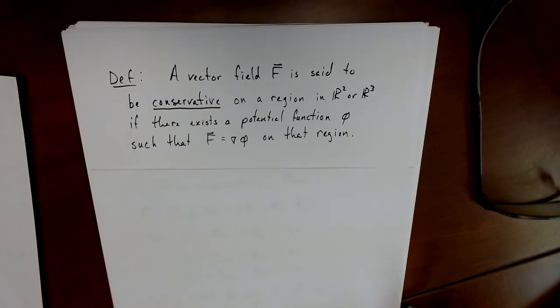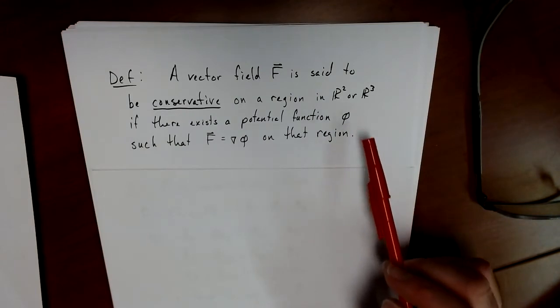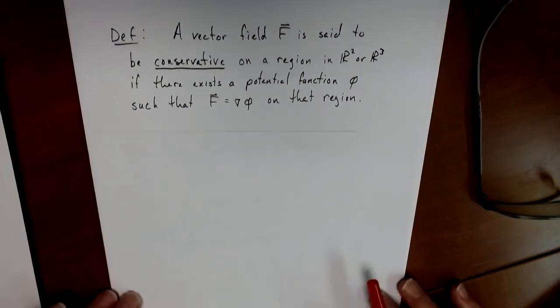So the definition of conservative is pretty simple. A vector field is conservative if it has a potential. In other words, if it is a gradient field. That's it. So a conservative vector field has a potential. It is a gradient field. So how can we test for this?